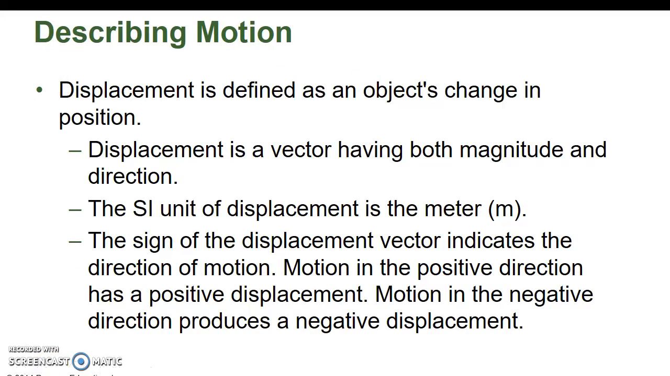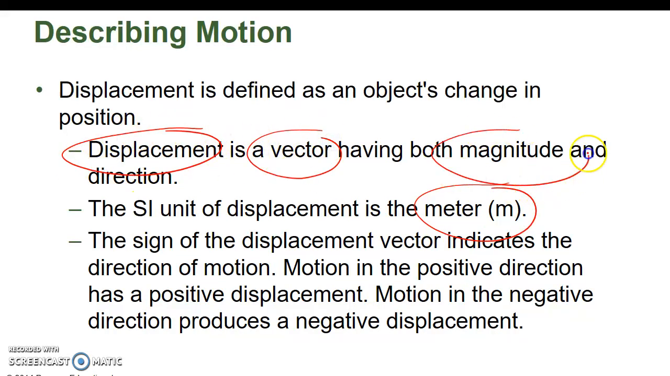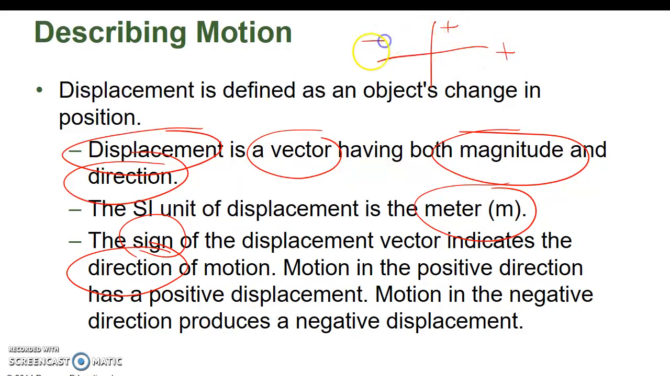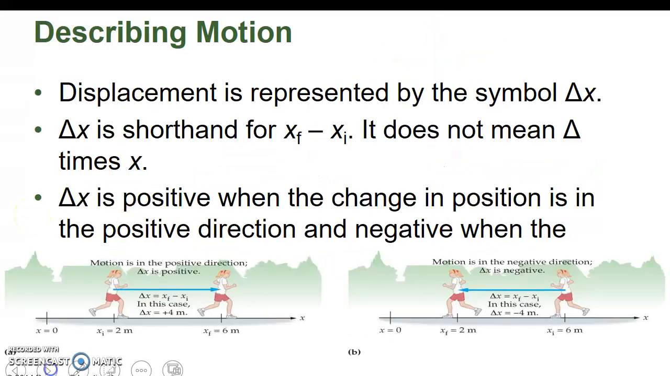Displacement is defined as an object's change in position. Displacement is a vector having both magnitude and direction. The SI unit of displacement is the meter. So the meter here, right, displacement is a vector because it has magnitude and direction. Now, the sign of the displacement vector shows direction, okay? So like we said earlier, anything going to the right and up is positive, anything going to the left and down is negative, okay? But negative and positive don't mean anything other than direction, unlike in math class.